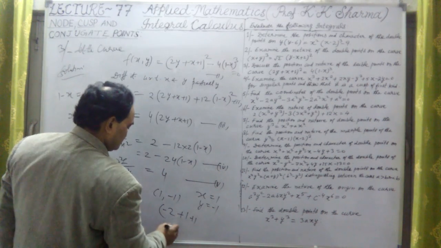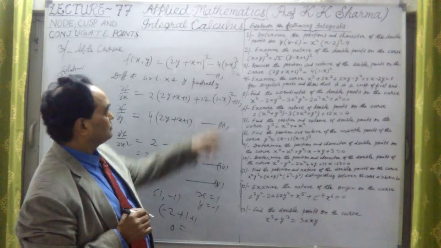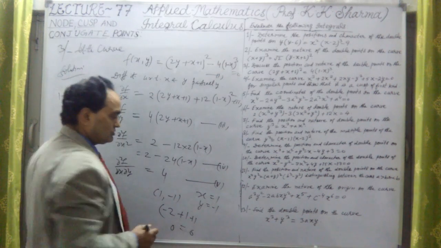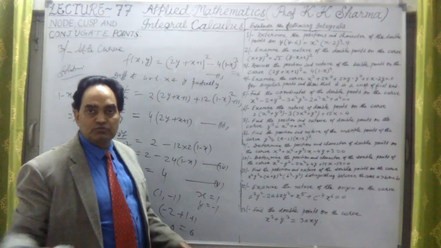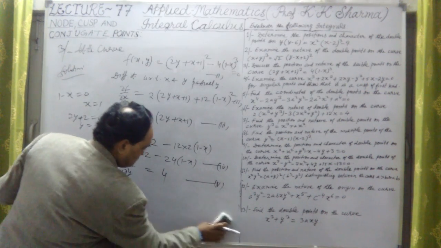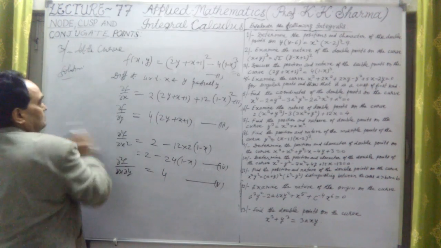Left hand side is 0. 0 equal to, in this case, x equal to 1, so this is also 0. Okay, so 0 equal to 0. Satisfied. This point 1, minus 1 is a double point, possible because it is satisfying the given equation. So 1, minus 1 is the possible double point.